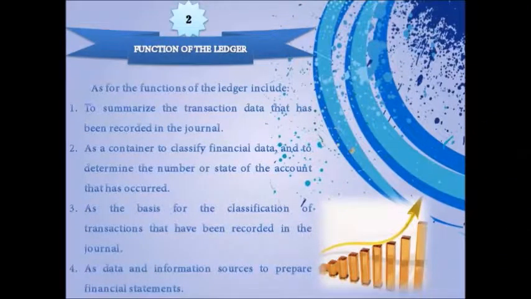The second point is about the function of the ledger. The functions of the ledger include: 1. To summarize the transaction data that has been recorded in the journal. 2. As a container to classify financial data and to determine the number or state of the account that has occurred. 3. As the basis for the classification of transactions that have been recorded in the journal. 4. As a data and information source to prepare financial statements. That's all I have to say about the function of the ledger. Let's move to the next point.